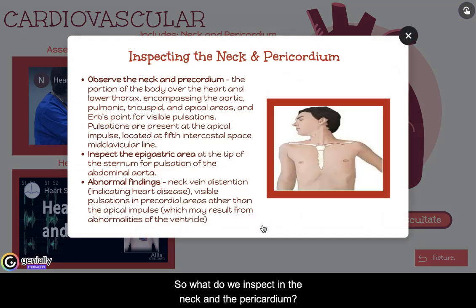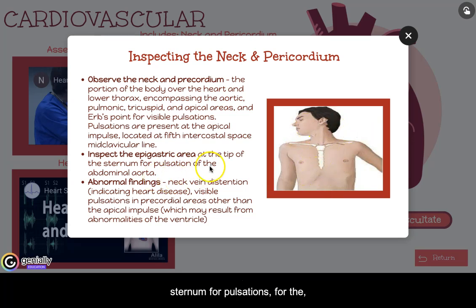So what do we inspect in the neck and the pericardium? In the portion of the body over the heart and lower thorax, encompassing the aortic area, we want to check for any pulsations. We want to inspect, are there any visible pulsations, like a pulsation located at the fifth intercostal space, mid-clavicular line? Are they very visible? You see it pulsating, right? You want to inspect the epigastric area and the tip of the sternum for pulsations for the abdominal aorta.